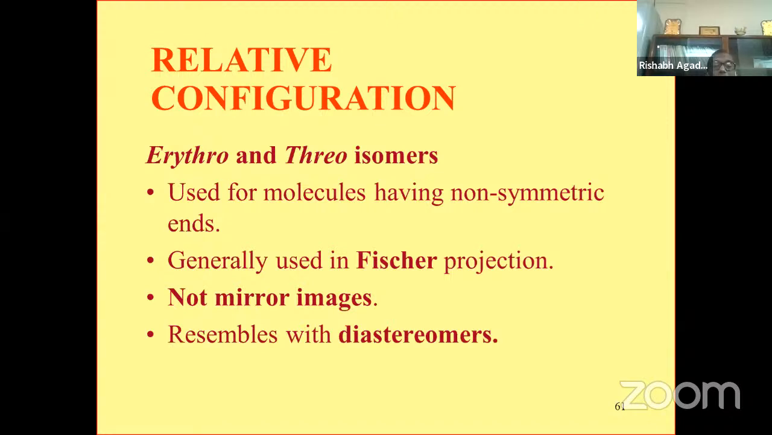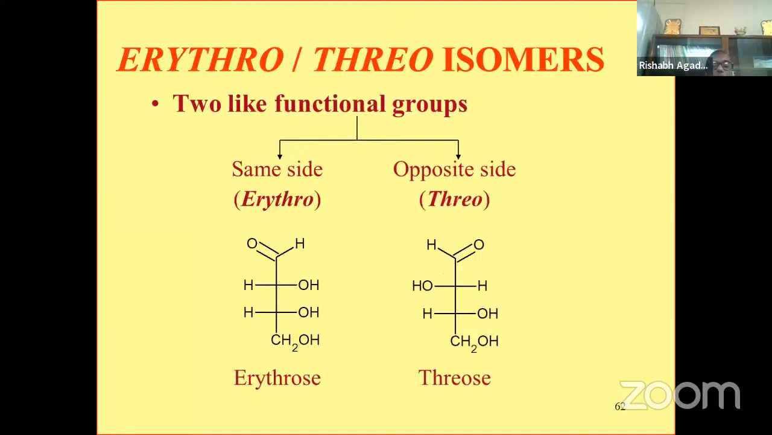Actually they are coming from Kiliani-Fischer synthesis. They used the molecules having non-symmetric ends, generally used in Fischer projection. They are not mirror images and resemble diastereomers. Now here, two like functional groups on the same side will be called erythro, and this molecule will be called erythrose.